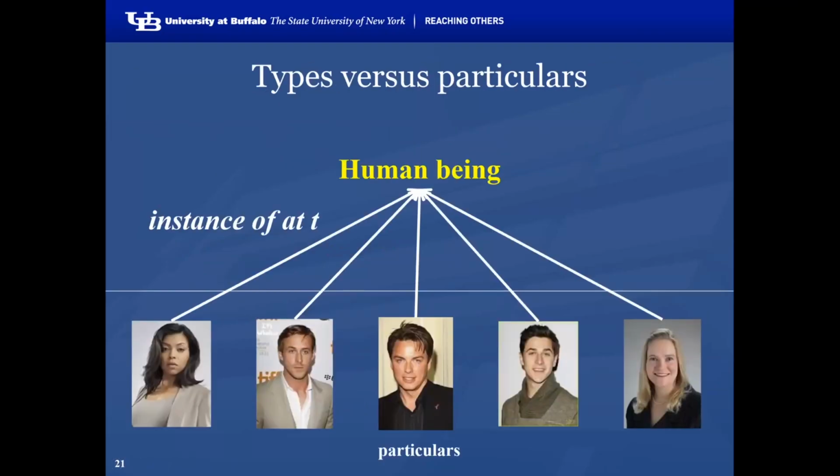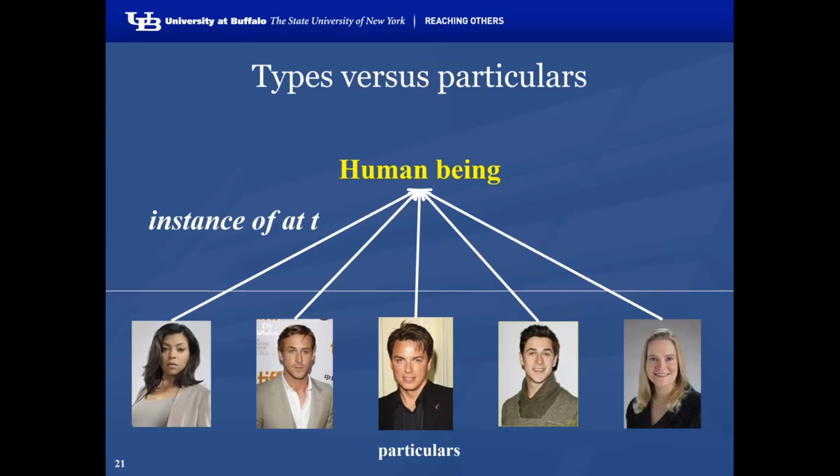So here we have different particulars, and we have the universal human being. These human beings are instances at a time of human being. Probably they were not all the time. At some point, this fellow here was a zygote, right? And a zygote is not an instance of a human being.